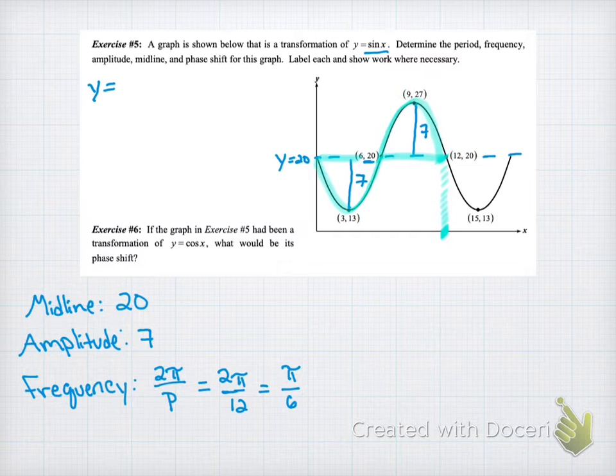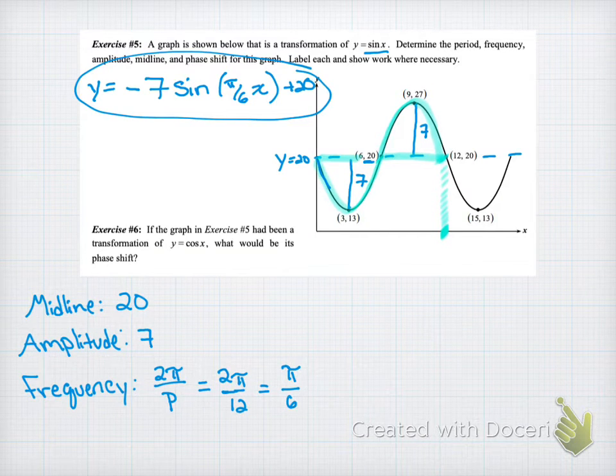I have the graph. When I'm looking at this, I know that the sine function starts on the midline and then goes down. Normally sine goes up. If it goes down first, I know that it has been reflected. So this is a negative sine function. The amplitude is 7. Okay, it is sine. And then the frequency goes in there with the x. So my frequency is pi over 6, x, and then my midline is 20. Okay, and this is the equation of that sine function.